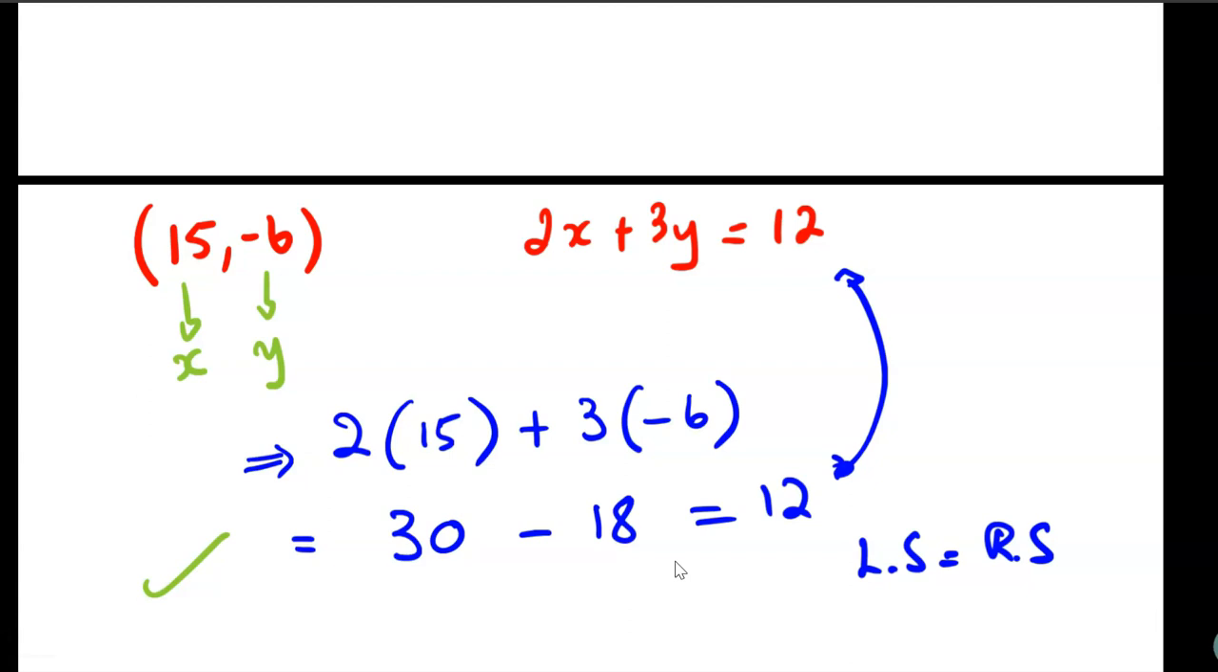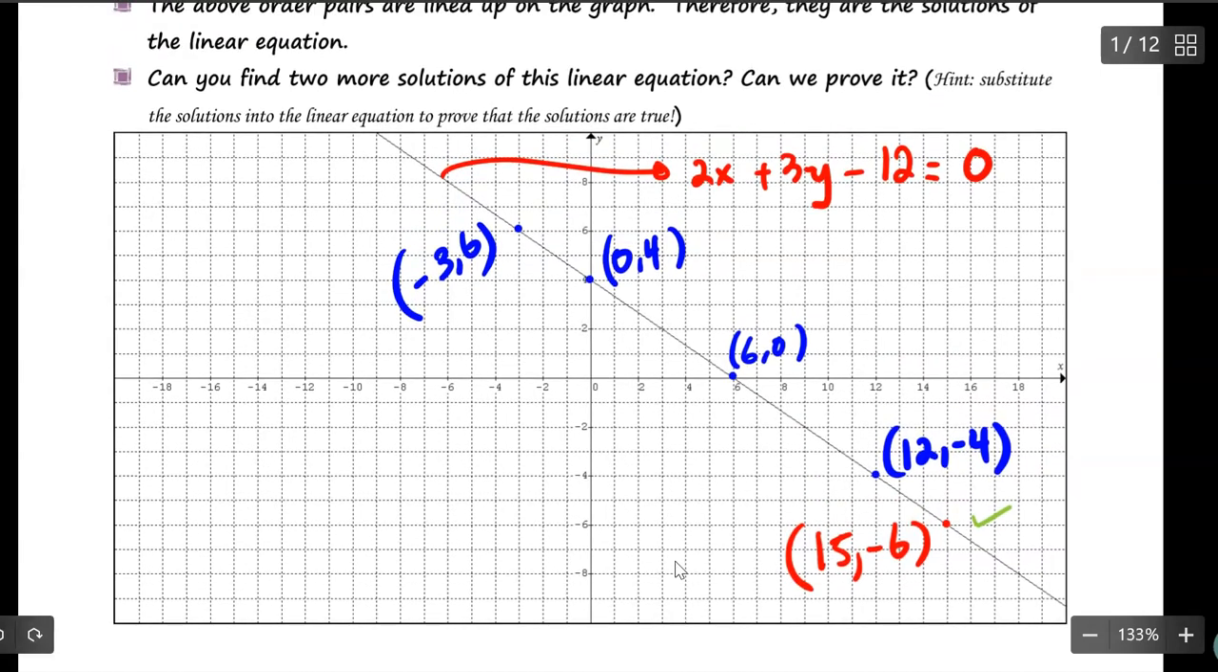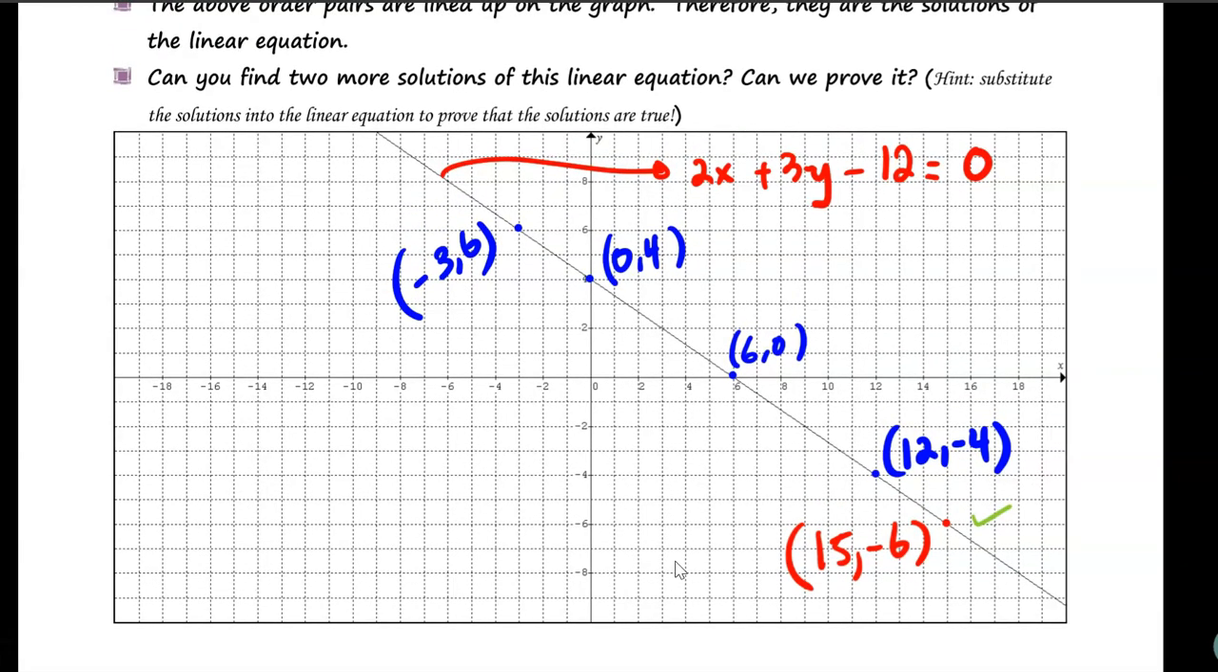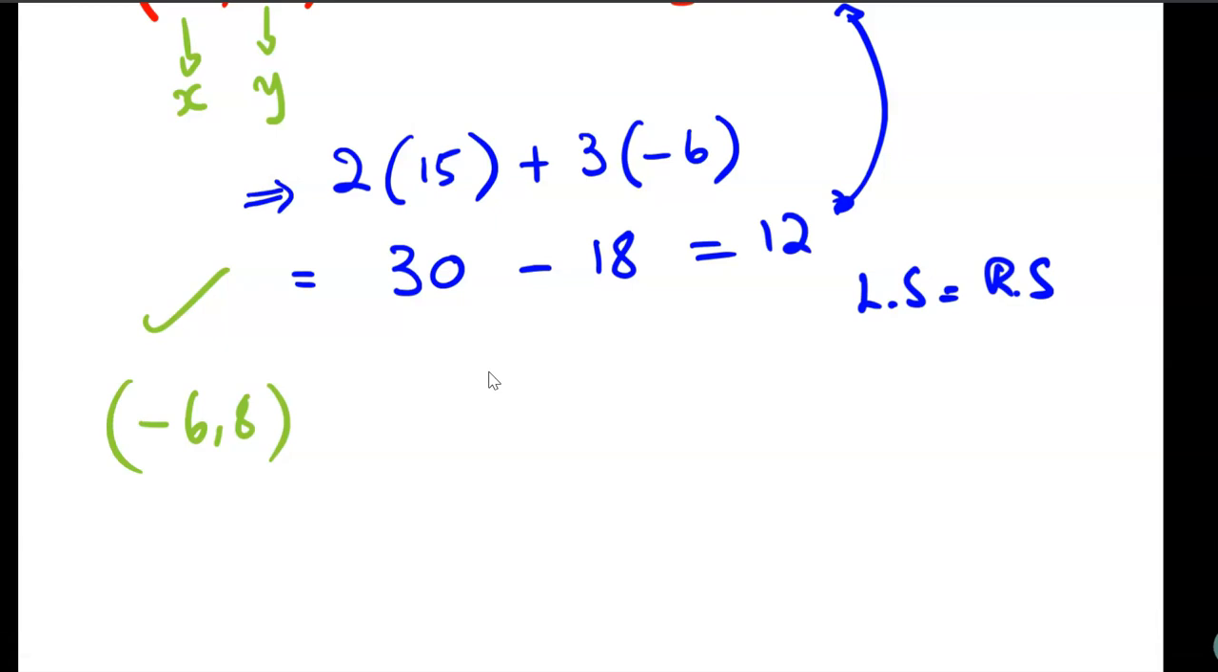So we can find another point. This one is okay, right on the graph. And then we can find another point. What I'm going to ask everyone to try is to take a look at this point right here. That should be -6 and 8. So let's try -6 and 8.